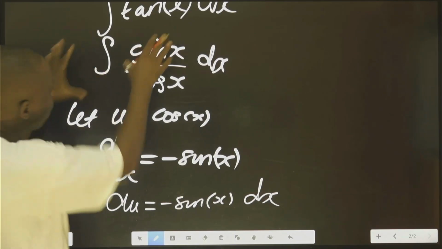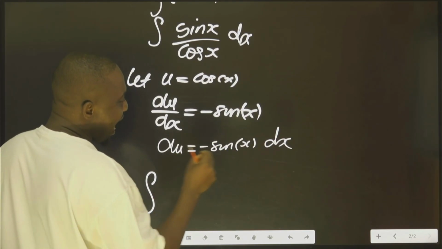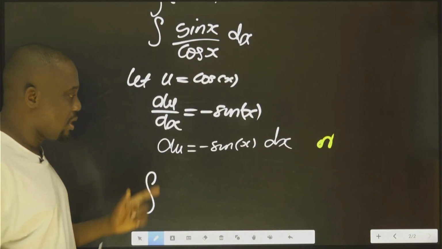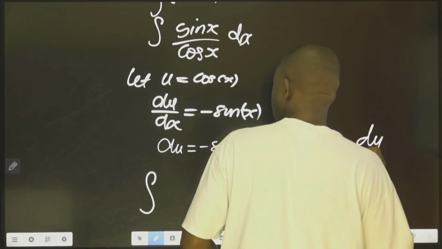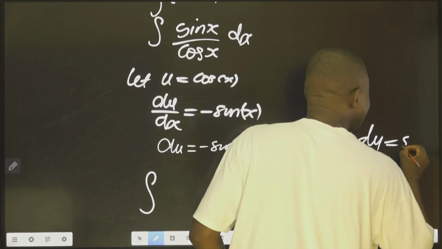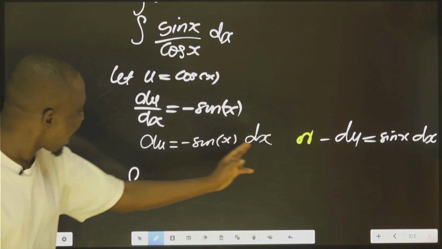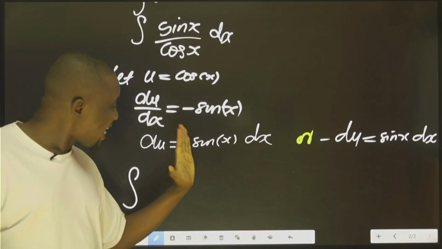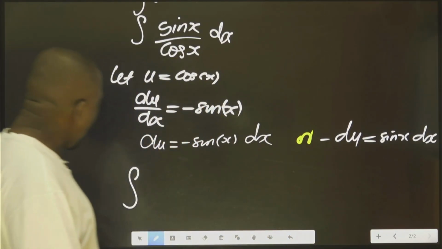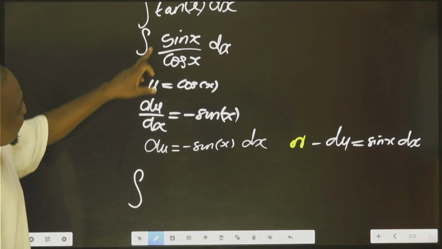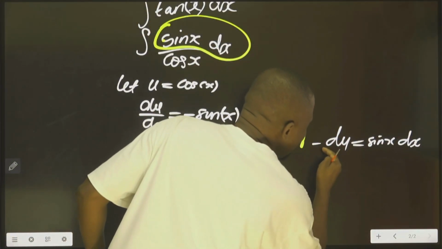Now, if we come back to this place, I will divide both sides by minus 1. That means minus du is equal to sin x dx. You understand it? I am dividing both sides by minus 1, so that this minus comes to this side, becoming minus du equals sin x dx. Now, I want to replace sin x dx with minus du.